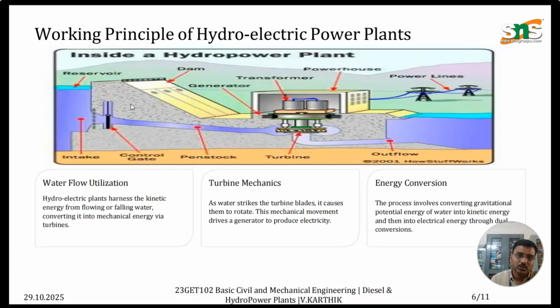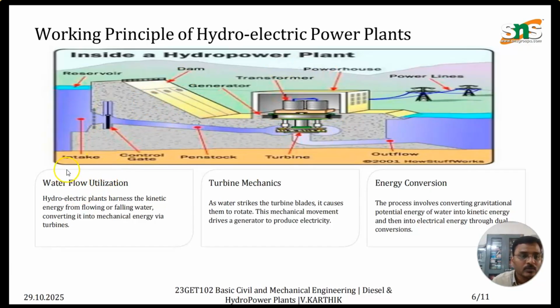The water then passes through the penstock, a pipe, to flow as kinetic energy. That kinetic energy is converted into mechanical energy with the help of the turbine. After that, the turbine drives a generator to convert it into electrical energy. This is the working principle of the hydroelectric power plant.